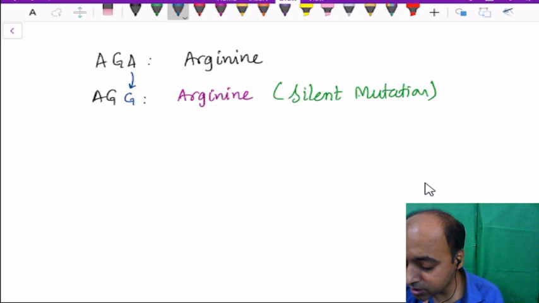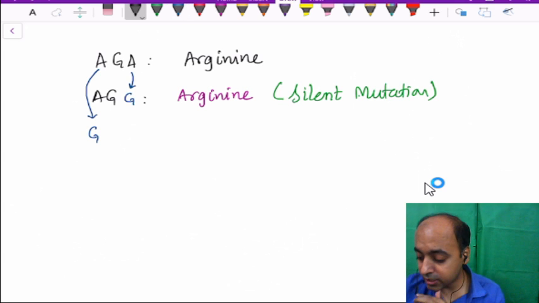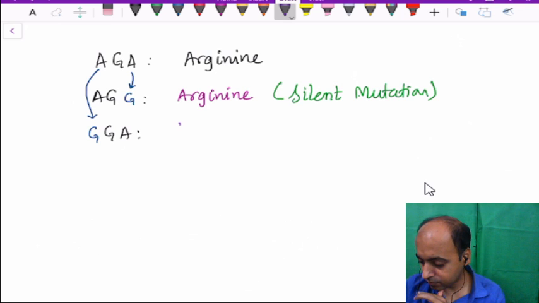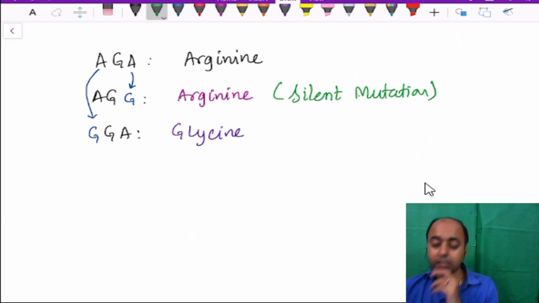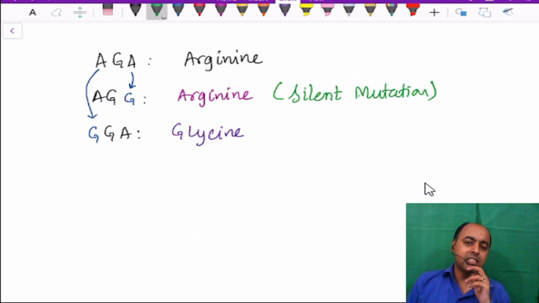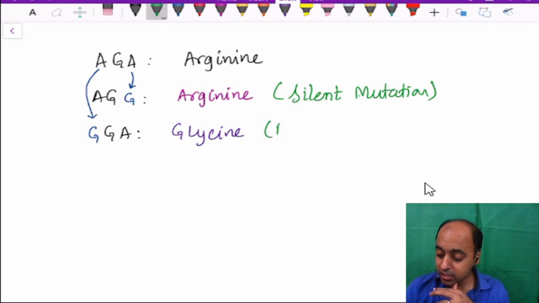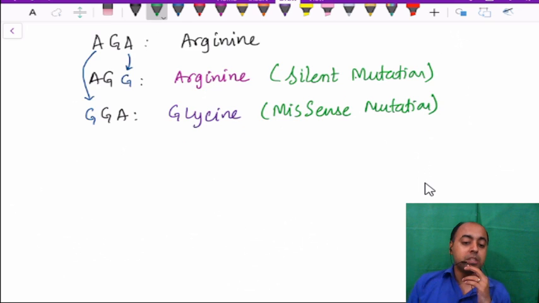Let's carry out the same change but at a different position. Now the sequence that we get is GGA. Now GGA does not code for arginine, rather it codes for glycine. What has happened? The change in nucleotide sequence has resulted in a change in the amino acid. The meaning of the codon has changed. The sense of the codon has changed and it is not correct. Therefore, we call it the missense mutation. The sense of the codon is wrong.